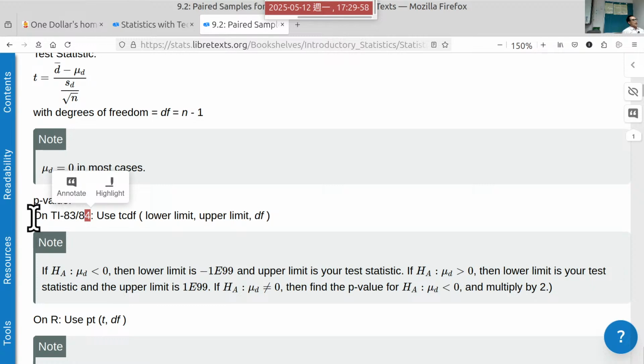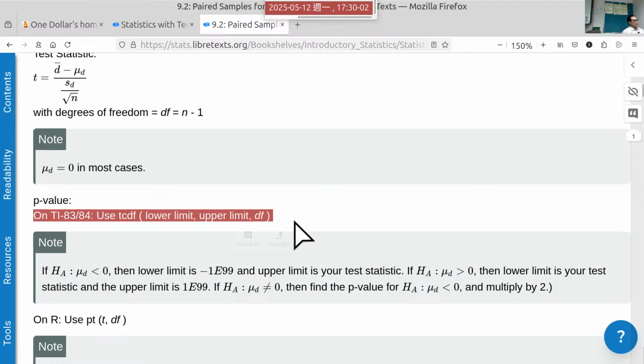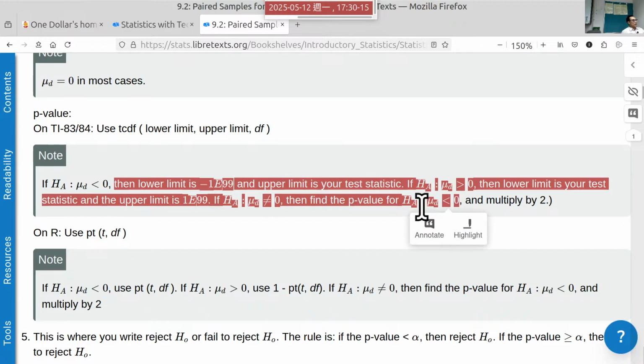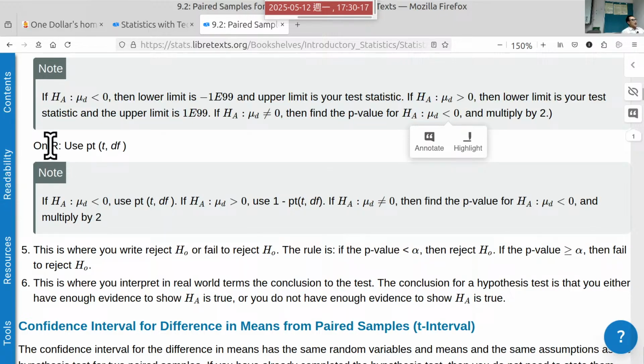And the command line to calculate the p-value is this one. Note, if the alternative hypothesis is mu d smaller than 0, then the lower limit is this one and the upper limit is 1. Or use R. R is free software.